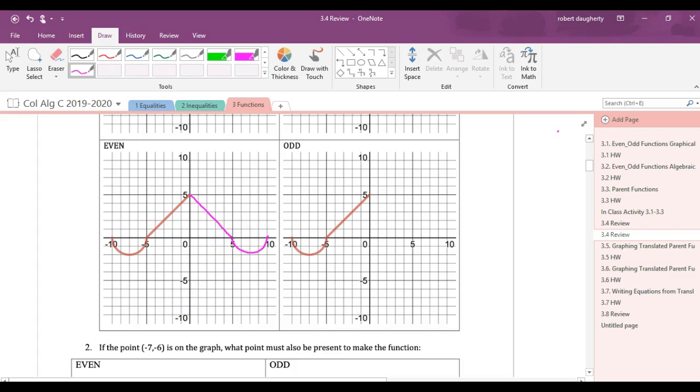To make an odd function, this first point is up 5, the opposite would be down 5. Opposite of left 5 is right 5, so I'm going to connect those two dots. And then the opposite of that circle that you see right there, that semicircle, is going to be like this. That gives me an odd function. So even functions are symmetrical about the y-axis, odd functions are symmetrical about the origin.